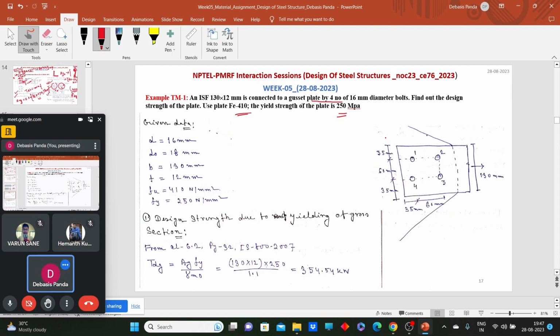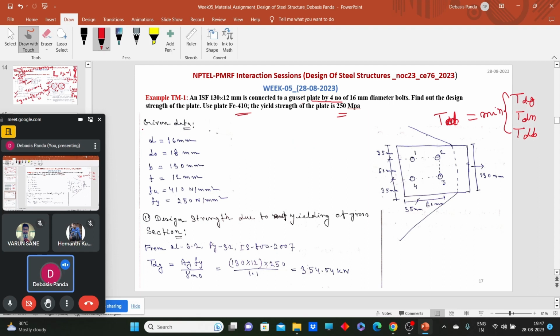So first you need to calculate, and we know that Td, more specifically the design tensile strength, will be equal to the minimum of three things: the design strength due to yielding of gross cross sectional area, the design strength due to rupture of critical section, and due to block shear failure. So we will calculate one by one.